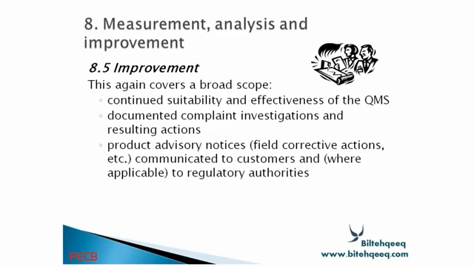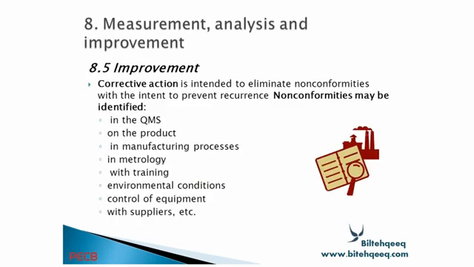8.5 is related to improvement. This again covers a broad scope: continued suitability and effectiveness of the quality management system, documented complaints, investigation and resulting action, product advisory notices, cases of field corrective action, communicated to the customer and, where applicable, to the regulatory authorities. Improvement also covers corrective actions.